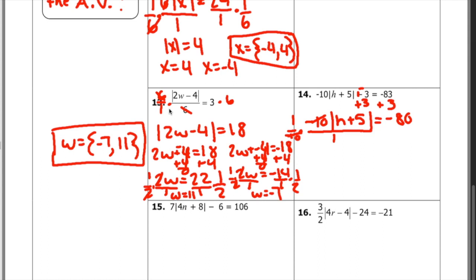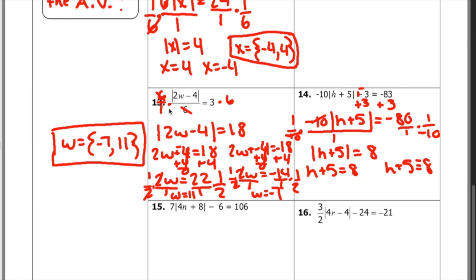So that leaves me with the absolute value of h plus 5, right? And then I have to do the same thing to the other side. So 1 over -10. And that means that the absolute value of h plus 5 is equal to +8, since -80 times 1 over -10 is +8. Now that my absolute value sign is isolated, I'm going to set it equal to both +8 and -8.